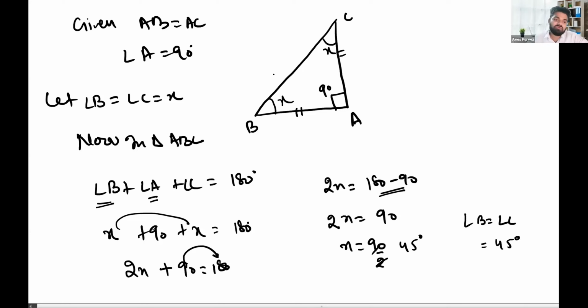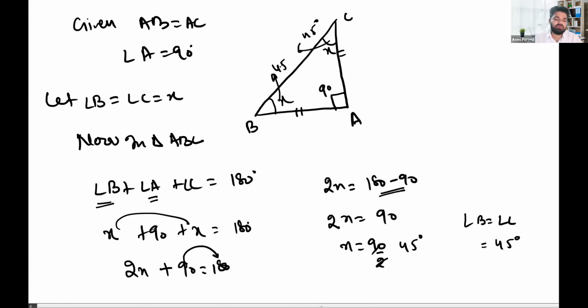So this will also be 45, and this will also be 45 degrees. Okay. 45 plus 45 is 90, and plus 90 is 180 degrees. Okay. Got it? I divided 90 by 2, that's why the answer came as 45. You got it? Yeah, take the screenshot of this one, Rima, so that you will be able to answer it.